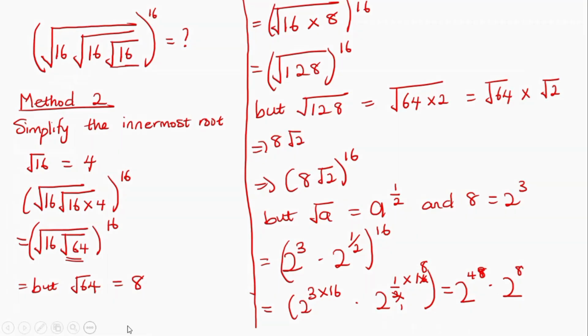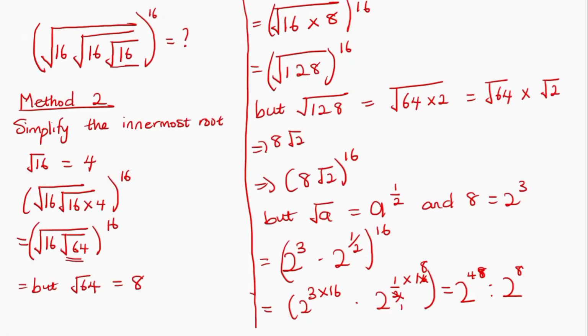All right, so from this right here, we know from the law of the product rule that a^m multiplied by a^n is the same thing as a raised to the power of m plus n. So applying this here, we have that 2 raised to the power of 48 multiplied by 2 raised to the power of 8 is equal to 2 raised to the power of 48 plus 8, which is equal to 2 raised to the power of 56, and this becomes our answer.